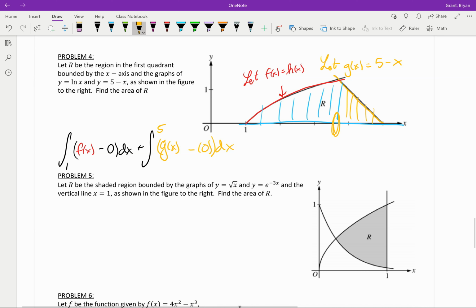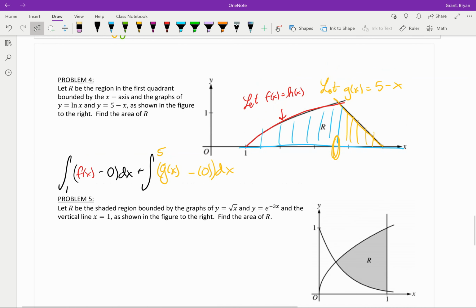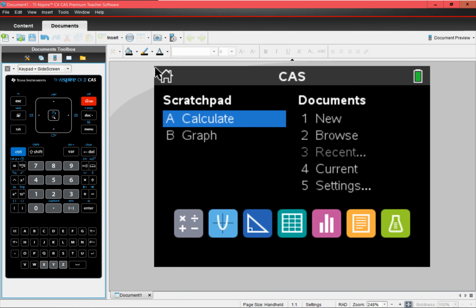Okay, but how do we find the somewhere? And that's where our calculator comes in handy. We need to figure out where these two intersect. And although you could set up an equation, natural log of x equals 5 minus x, and solve, it's probably a little bit easier to use your calculator. And to do that, we're just going to graph each side. So pull out that calculator. I've got mine right here.